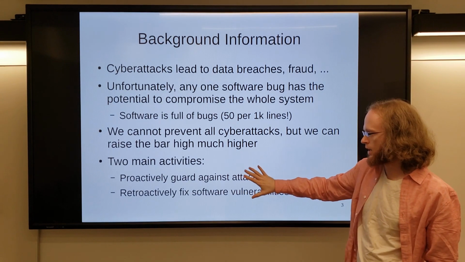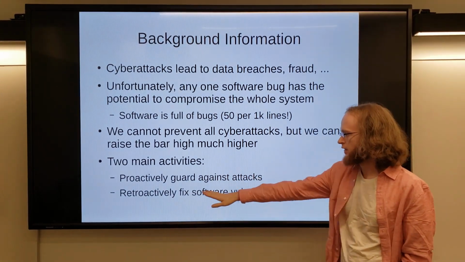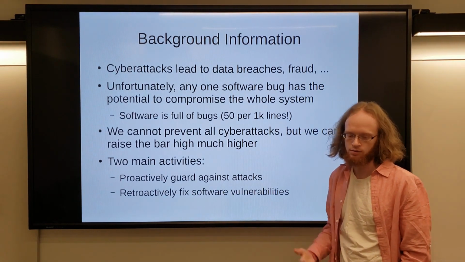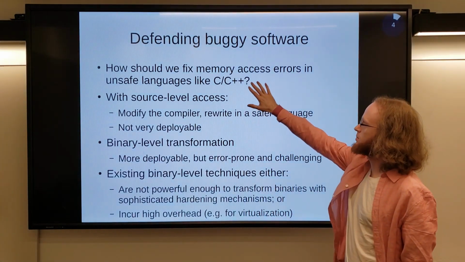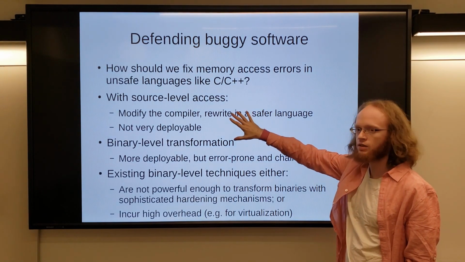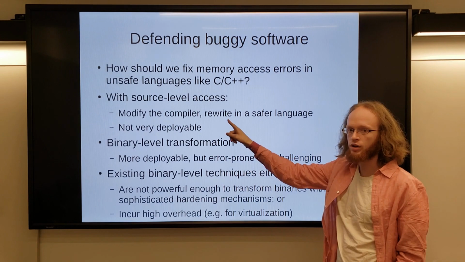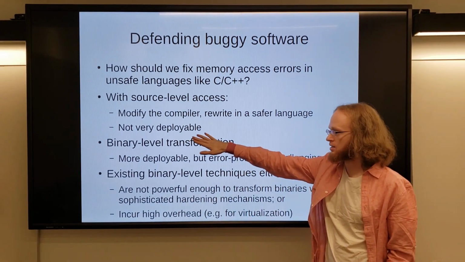We focus on two main aspects. The first is to proactively guard against attacks, and the second is to retroactively fix vulnerabilities once they become known. So how should we fix memory access errors in unsafe languages? Well, with source level access, we could modify the compiler, or we could maybe rewrite all the code in a safer language. Neither of these is very realistic in many cases.